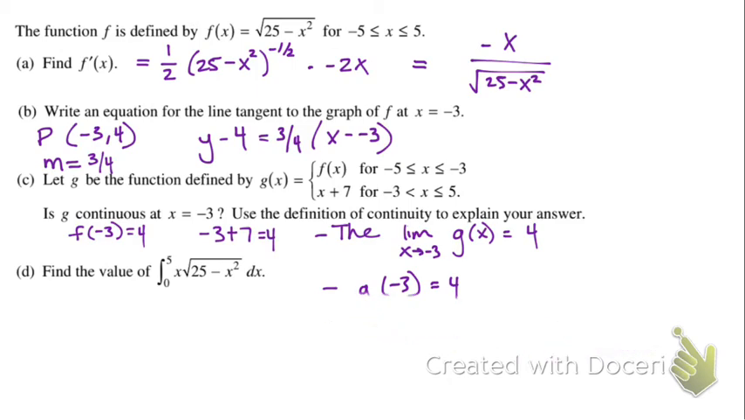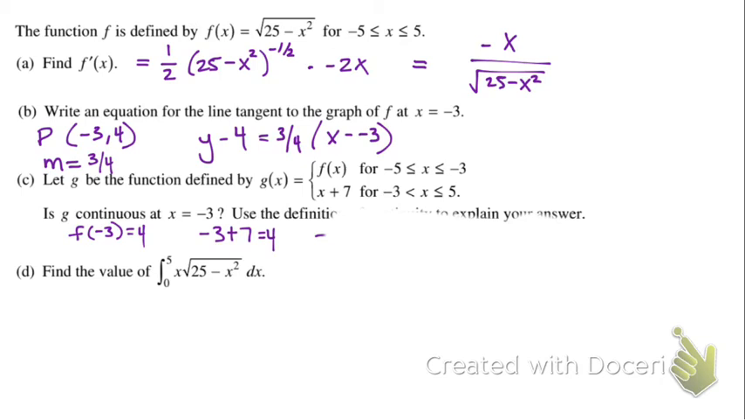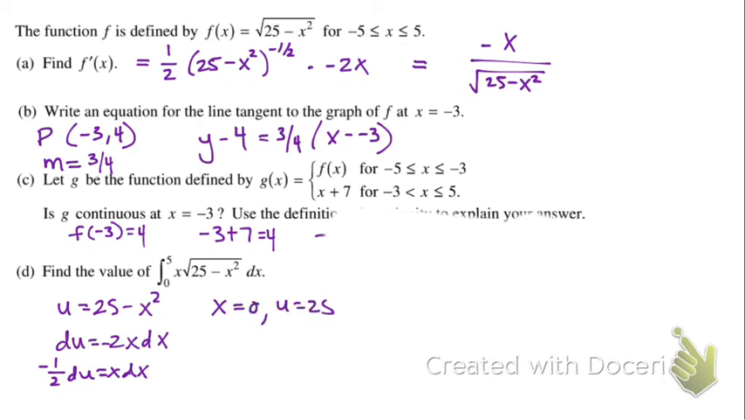So if I can erase this really quick, I'm going to do it with u substitution. If I set u equal to 25 minus x squared, du would be equal to negative 2x dx. I don't need that negative 2, so I'm going to say negative 1/2 du is equal to x dx. If I want to change my limits of integration, when x is equal to 0, u is equal to 25. When x is equal to 5, u is equal to 0.